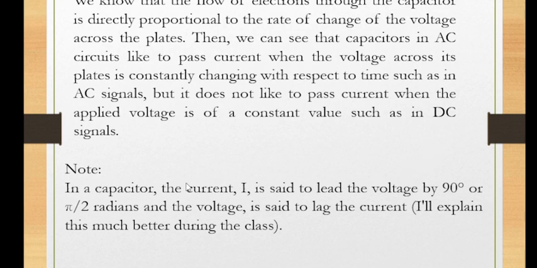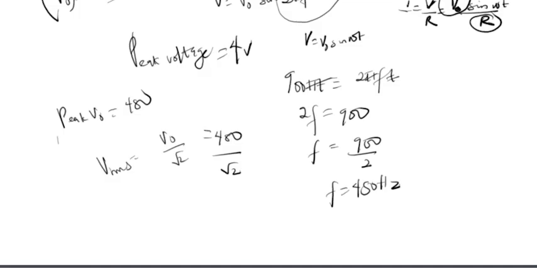Note, in a capacitor, the current I is said to lead the voltage by 90 degrees. So the current is leading it. If you have I and V on this thing, I is going to be running faster than V.